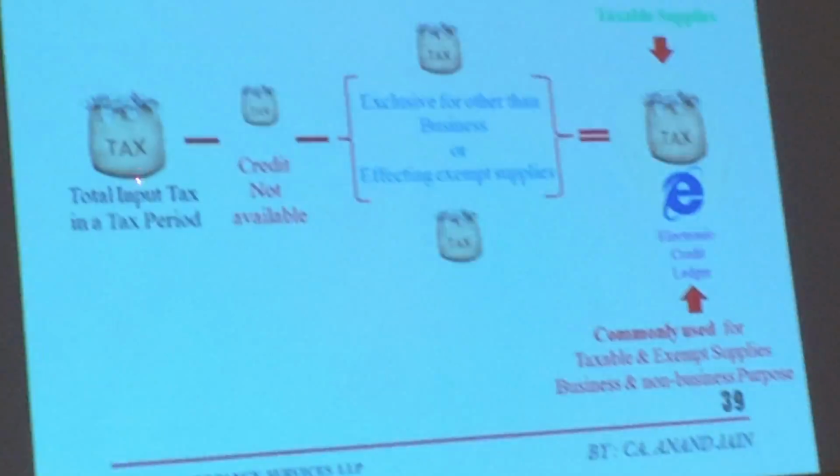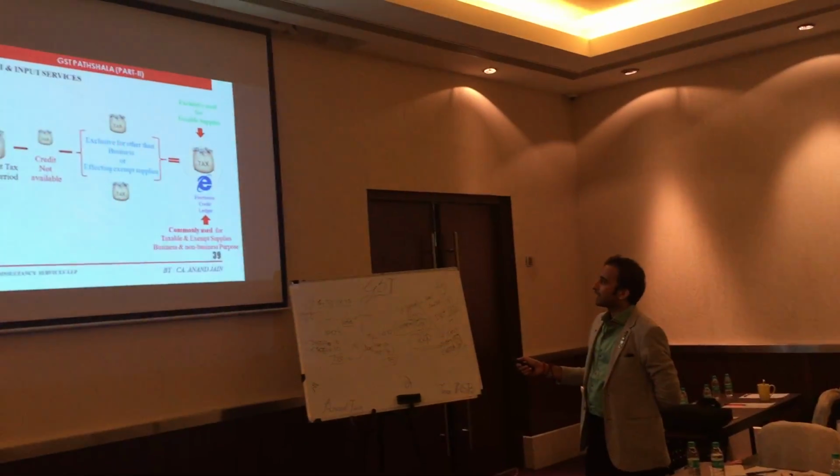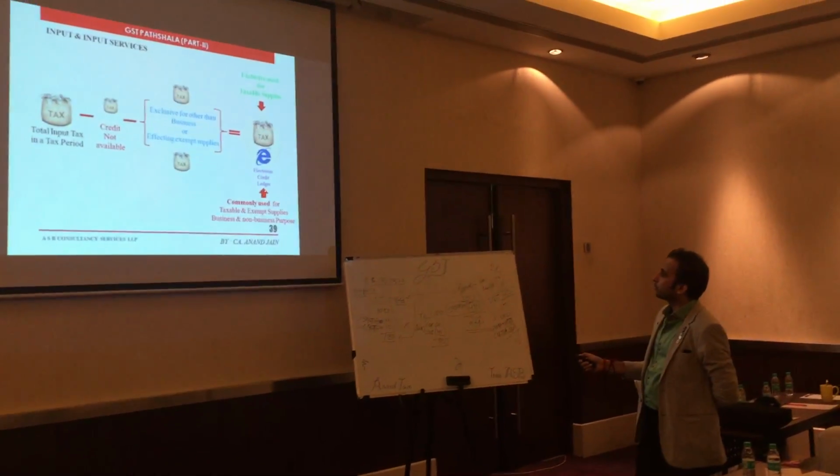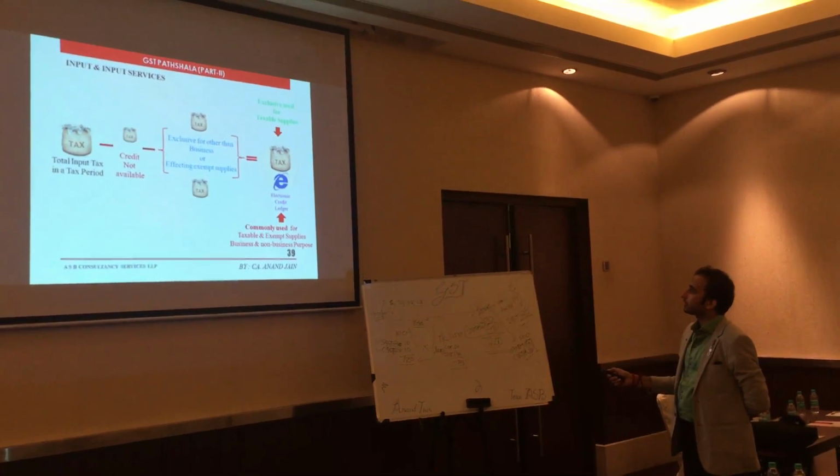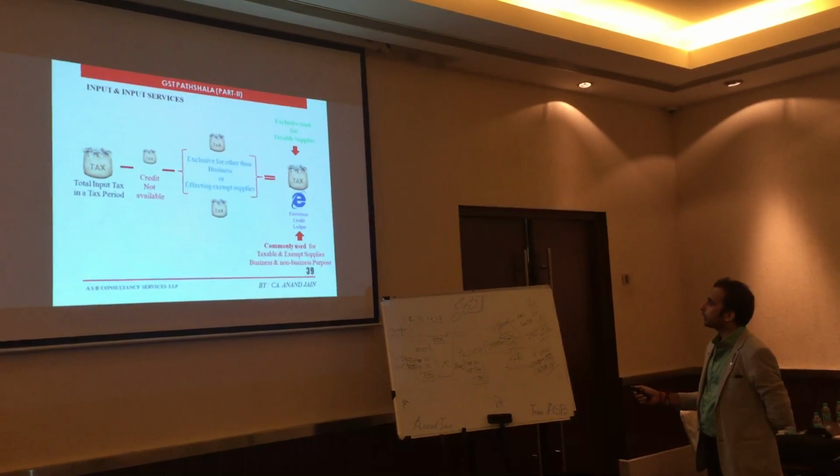This is again the same calculation, input and input services, total input tax. If you received any credit note, less that. This is again for exempt supply, and this credit will go to your electronic credit ledger, which will help you in making the payment or offsetting the liability.